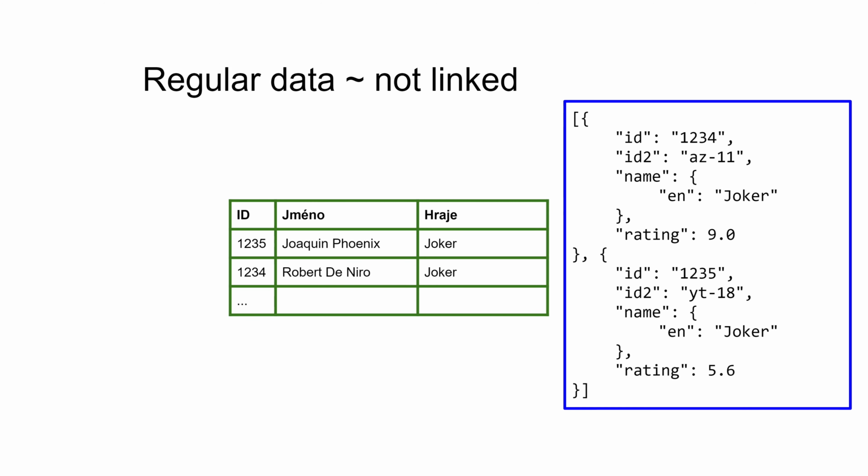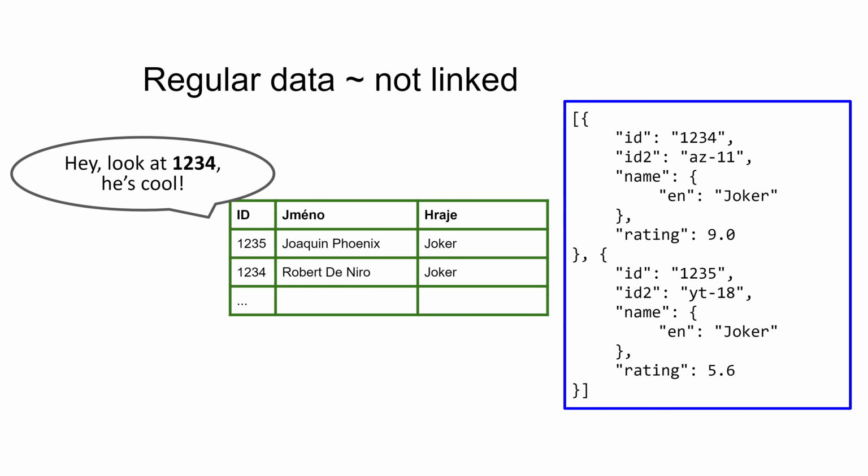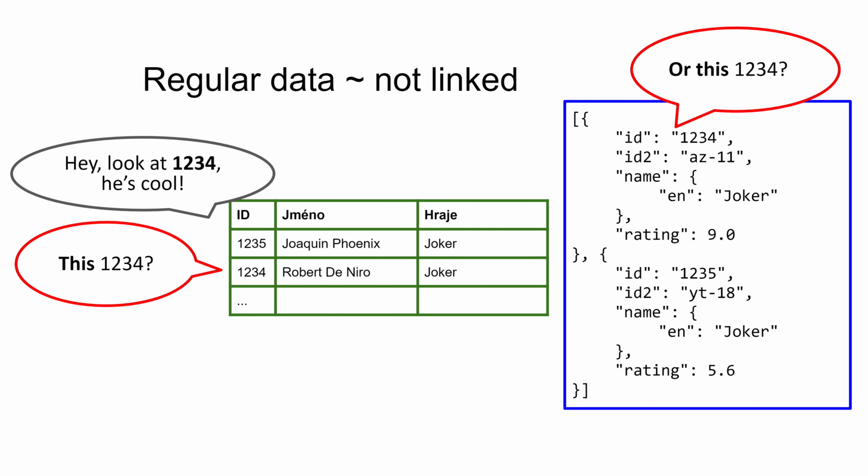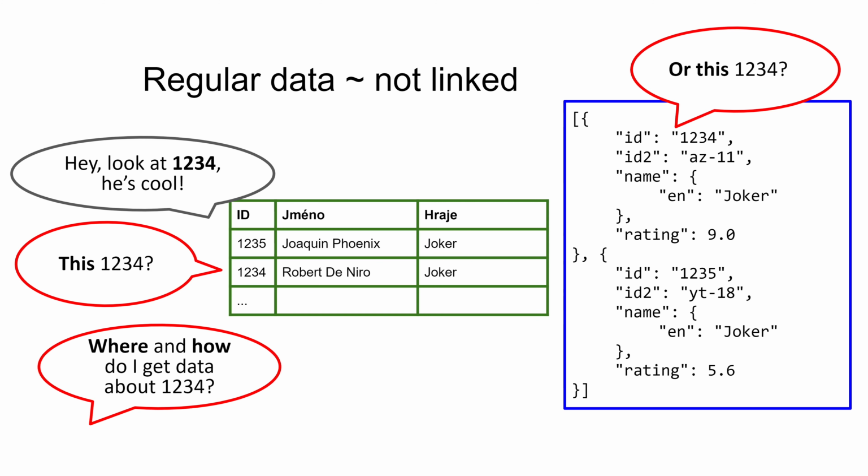Let's say I want to share some information about what I discovered in the tabular dataset, and I want to say to my friend, hey, take a look at this actor, 1, 2, 3, 4. He's cool, or something like that. And the natural question would be whether this 1, 2, 3, 4 or that 1, 2, 3, 4 is in this file or that file. So it is not clear based on 1, 2, 3, 4 where and how to get the data about that entity, right? It's unclear. So this is one problem that we have.